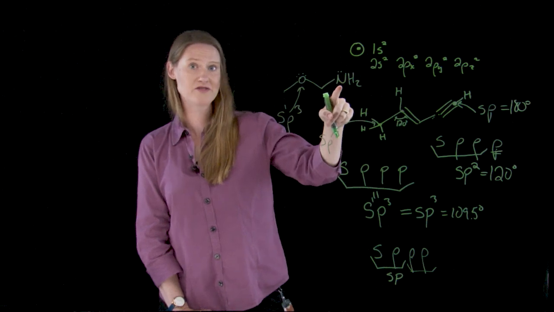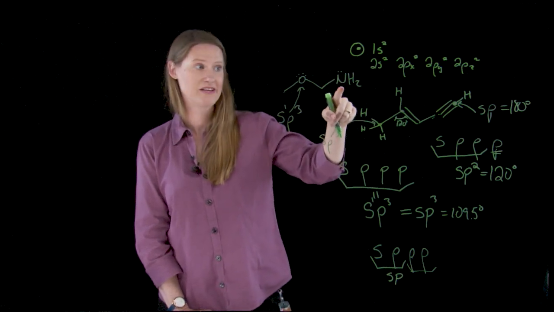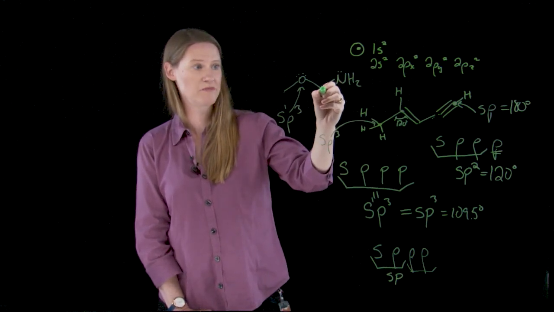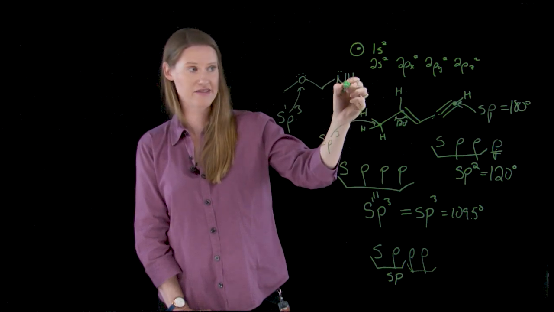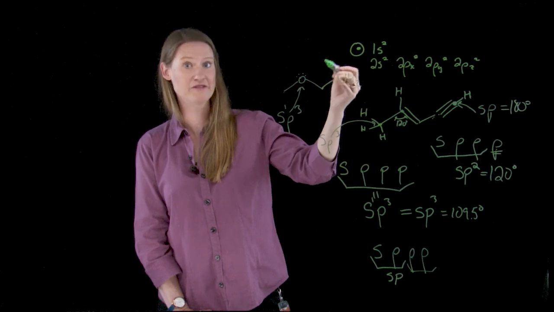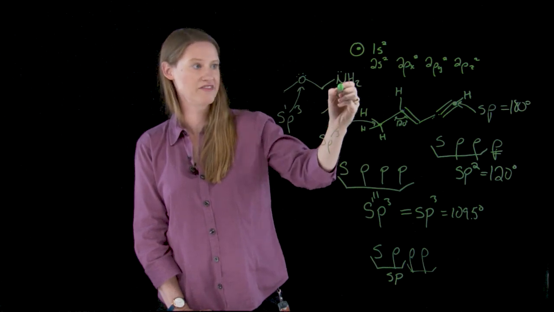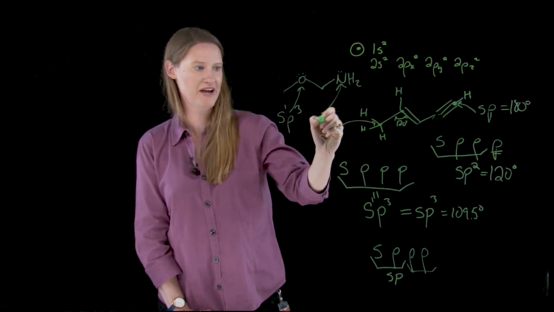We're going to handle the nitrogen's lone pair the same way. This nitrogen has 1 carbon bound and 2 hydrogens bound, so that's 3 things. And then 1 lone pair, that's 4 things, and so this is also sp3 hybridized.